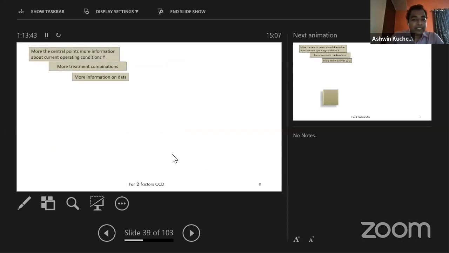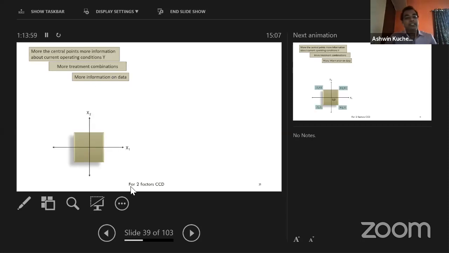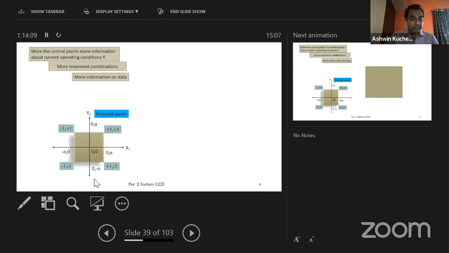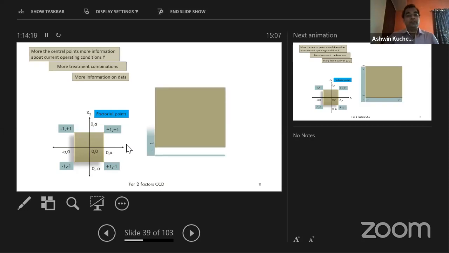Now, this is for the two factor central composite design. The more the center points, the more the information on the current operating condition, and more treatment combinations lead to more information on data. Let us consider a two factor central composite design, with the same function as the factorial designs we discussed earlier. These are the four factorial points, and these are the axial points for the x1 axis and the x2 axis, along with the center point.